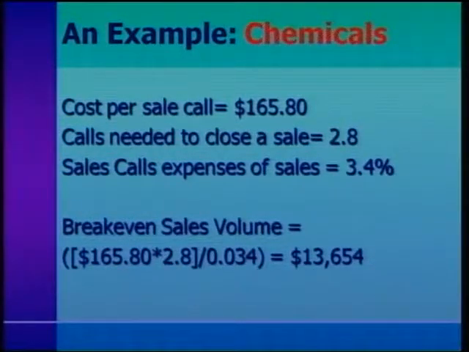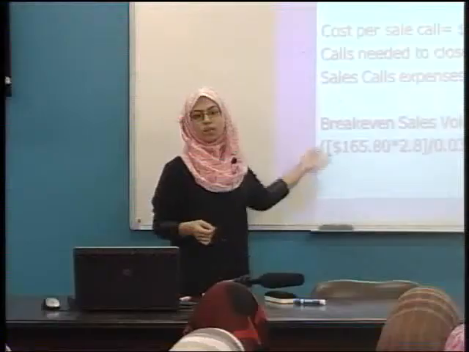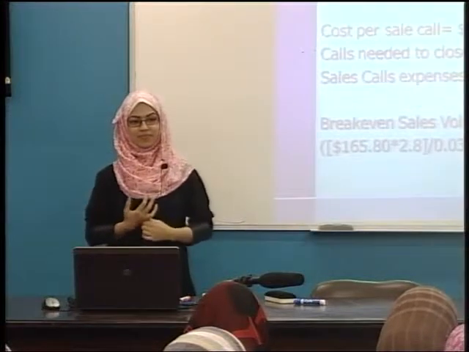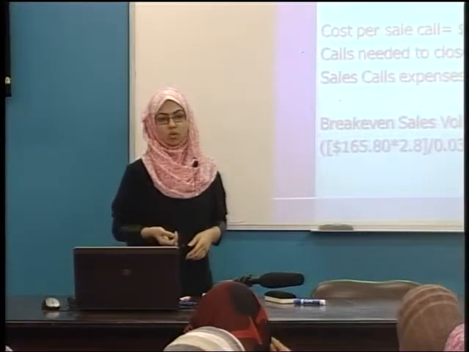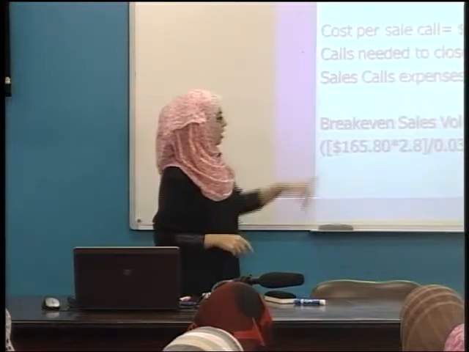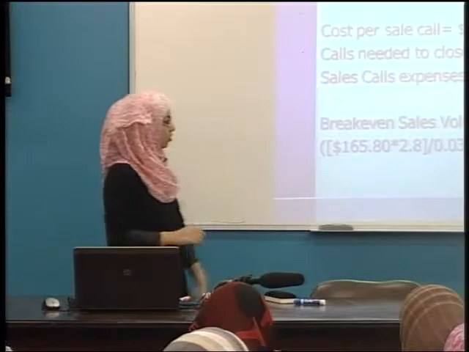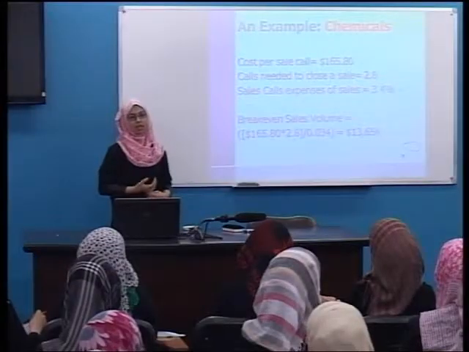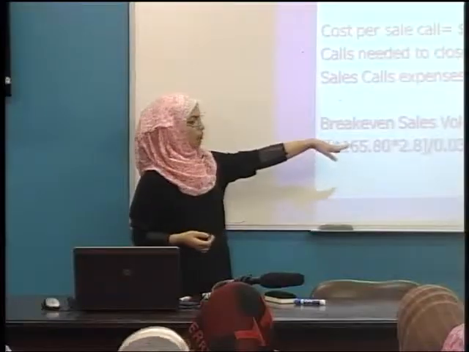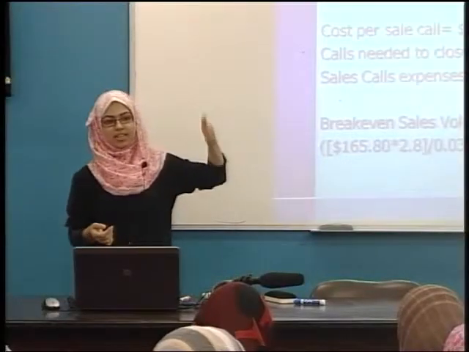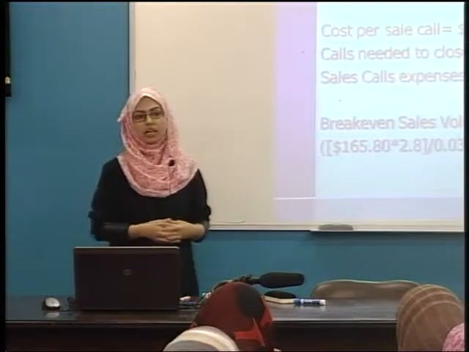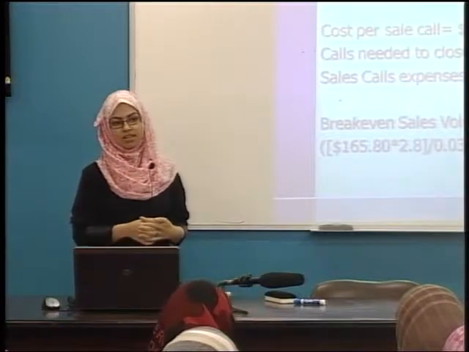In the next slide, we show how the calculation is done. We just apply the numbers according to the equation. We plug the numbers in, we just apply the equation. And the final result will be $13,654. So this is the break-even volume. What does it mean? This will be the gain, the profit we need to make in order to cover the direct expenses. Exactly, the expenses.